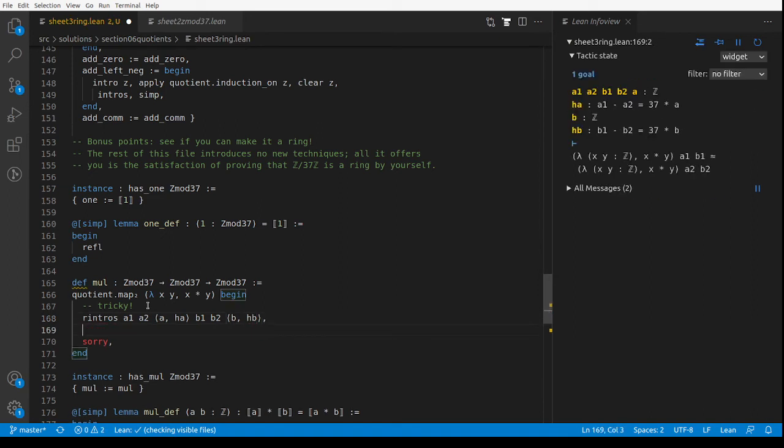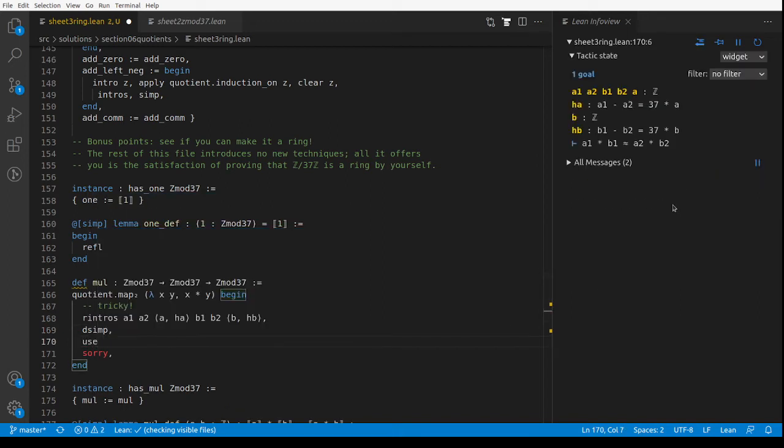And now let's have a look at this. So a1 and a2 are congruent mod 37, and b1 and b2 are congruent mod 37. And we've got to prove that a1 b1 and a2 b2 are also congruent mod 37. So let's use, I don't know, let's use 53. That's not the right answer, but let's just see what we've got to do here. We've got to prove a1 b1 minus a2 b2 is 37 times something.